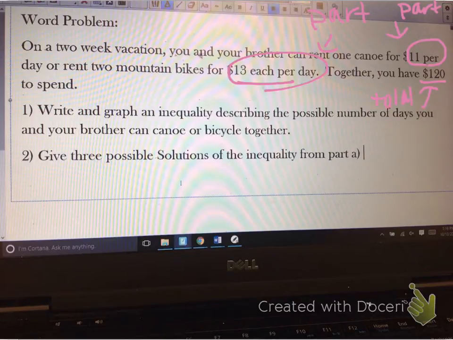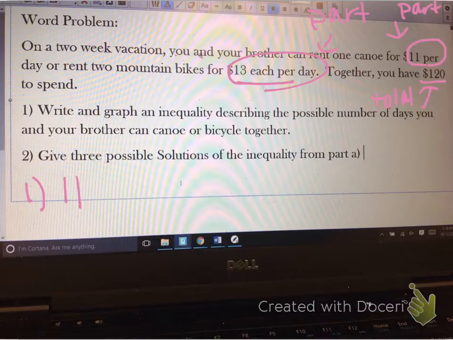It says, number 1, write and graph a linear inequality describing the possible number of days you and your brother can canoe or bicycle together. All right, so our two variables, x and y: x would be your canoes, y would be your mountain bikes, and how many days you can do it.